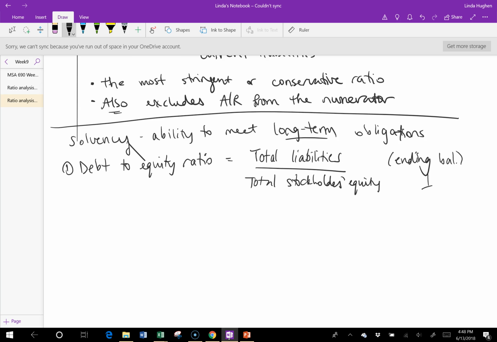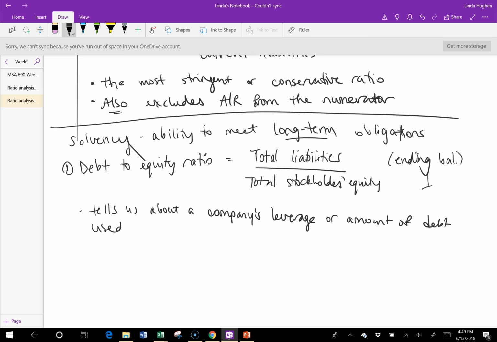So what does the debt to equity ratio or total liabilities compared to total stockholders' equity tell us? This tells us about a company's leverage, or the amount of debt used to finance assets compared to the amount of equity used to finance assets.